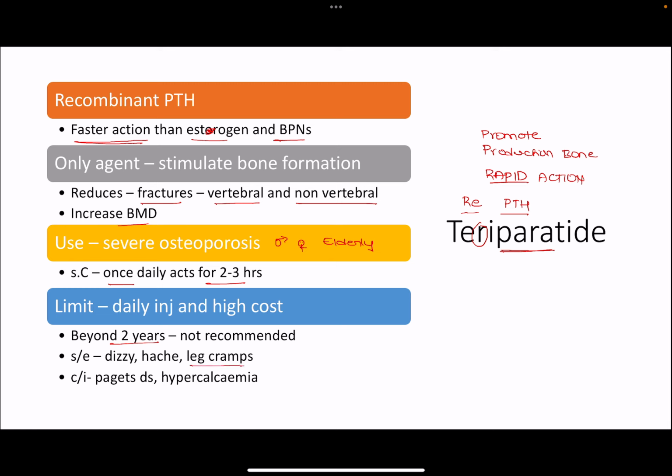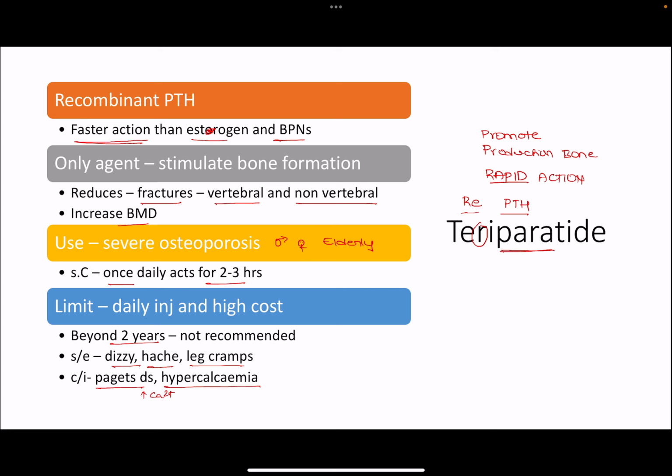And what are the side effects which are associated? It can cause leg cramps, dizziness and headache. And there are two conditions where teriparatide cannot be used. Since it causes bony deposition, it may increase calcium levels. So it cannot be used in conditions where there is an increase in the calcium levels, that is in case of Paget's disease and hypercalcemia.